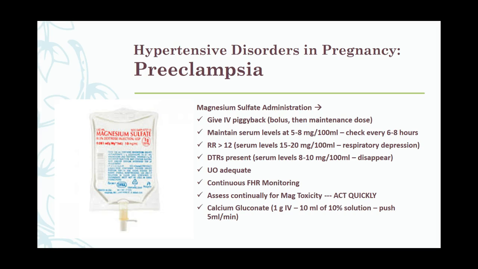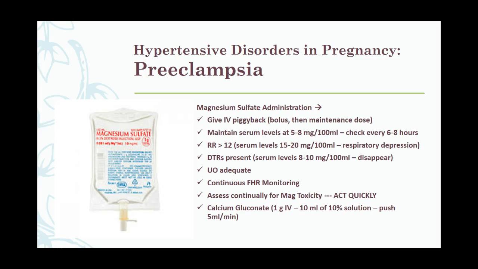So here we go. How do we administer mag sulfate? We give it in an IV piggyback. It's usually ordered in a bolus and then in a maintenance dose. So we will give them a bolus of mag, and after that bolus has infused, then we will put them on a maintenance drip. We want to maintain their serum levels somewhere between 5 and 8 milligrams, and we want to check their serum level every 6 to 8 hours.